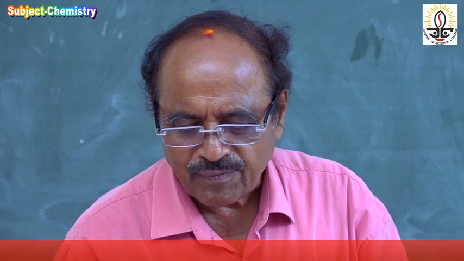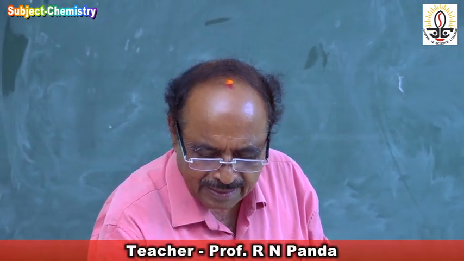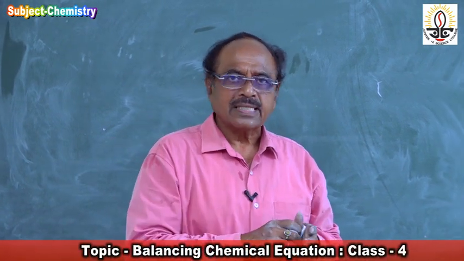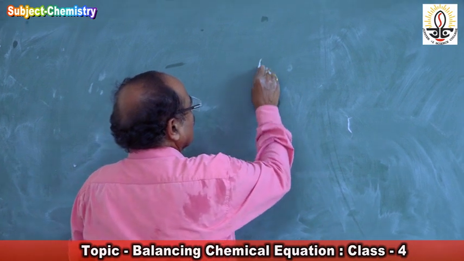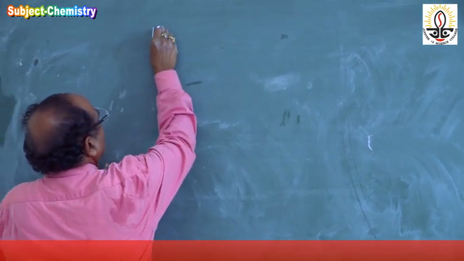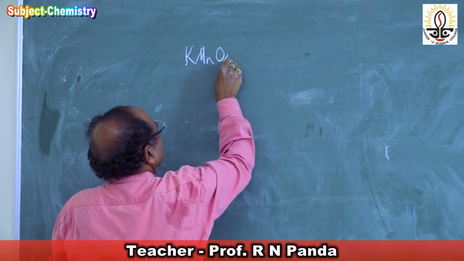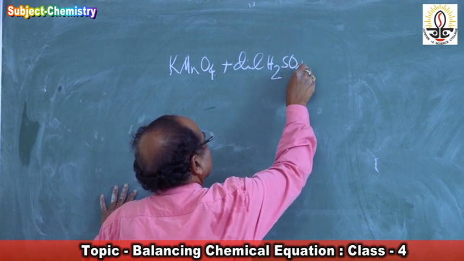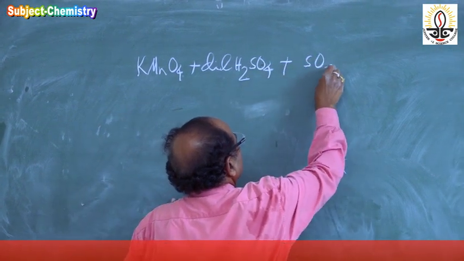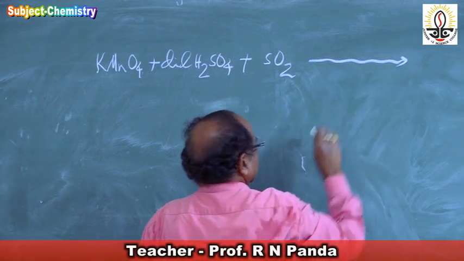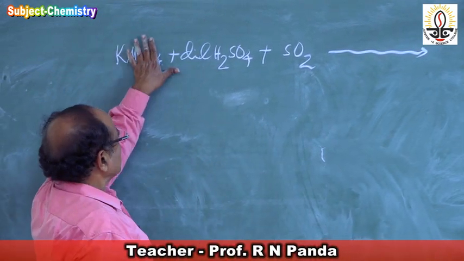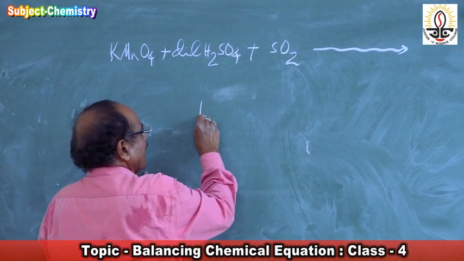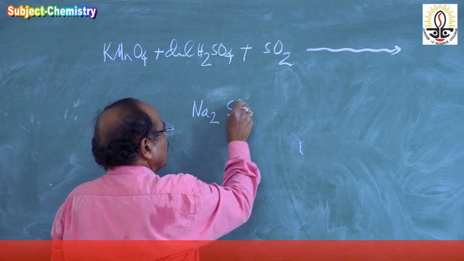Then I have to get sulfur dioxide. But sulfur dioxide is a gas, so I will produce sulfur dioxide and allow it to react. How is sulfur dioxide produced? I am doing the experiment for potassium permanganate plus dilute sulfuric acid plus sulfur dioxide, and I will show you. So how will I get sulfur dioxide gas? I will take sodium sulfite, Na2SO3.